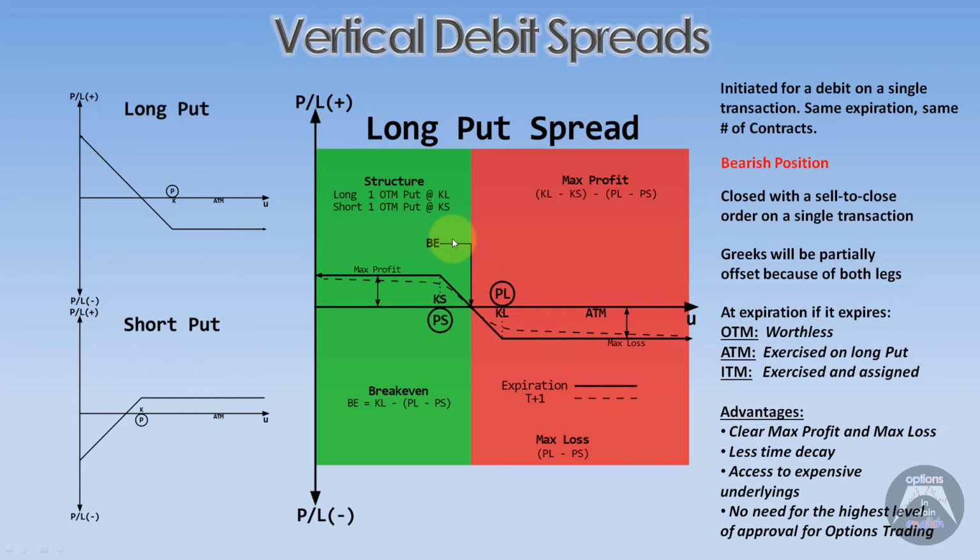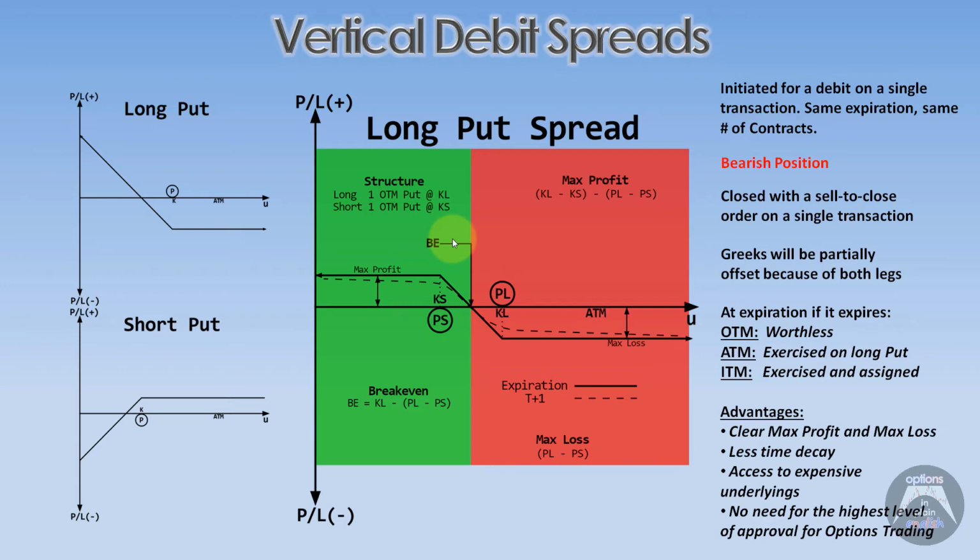Also, in the case of puts in particular, sometimes it's not so easy to short a stock. There is an uptick rule, and there is a locate that needs to happen prior to you initiating a short position on a stock. So this might be a very easy way to take a bearish position on a stock without having to go through the shorting process.